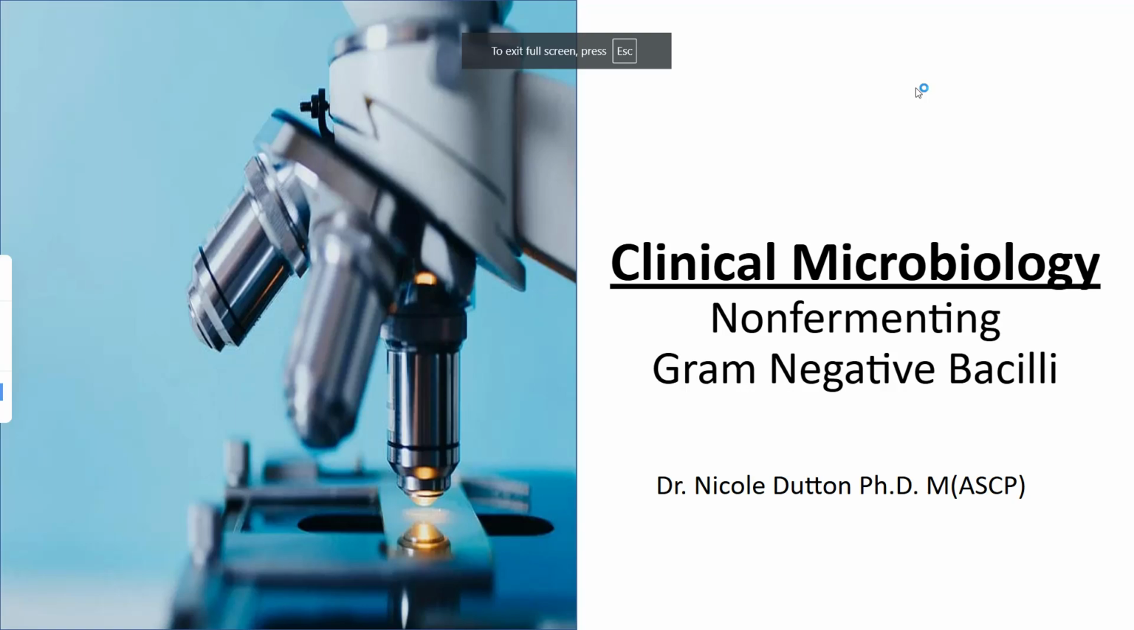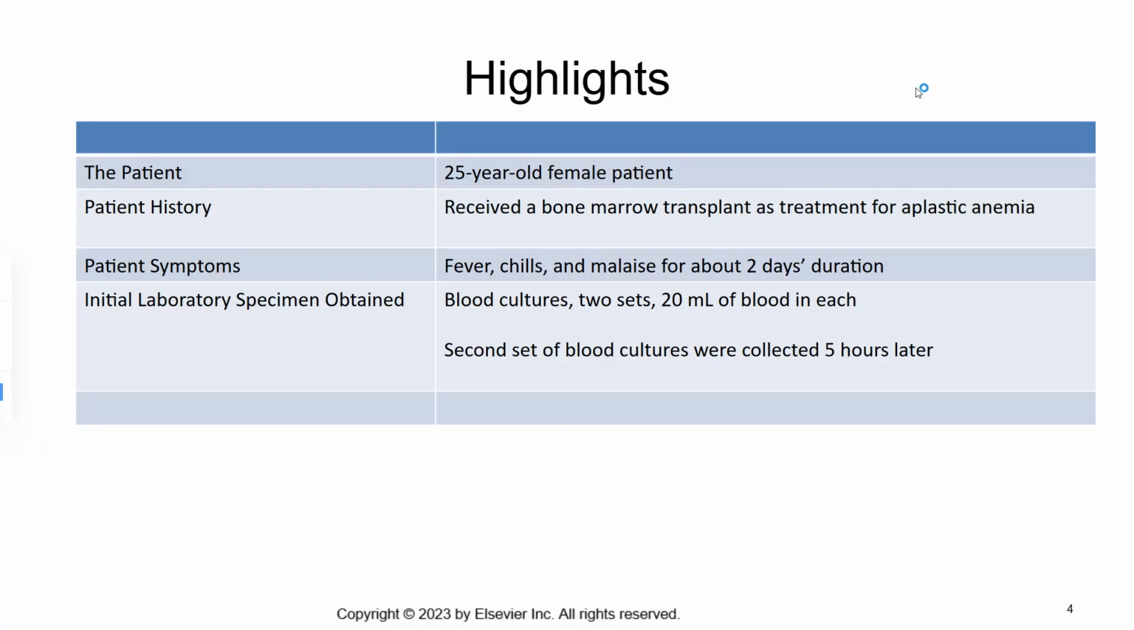Non-fermenting gram-negative bacilli. So the patient is a 25-year-old female. Patient history: received a bone marrow transplant as a treatment for aplastic anemia. Fever, chills, and malaise for about 2 days duration. Initial laboratory specimen obtained. Blood cultures, 2 sets, 20 mils of blood in each.